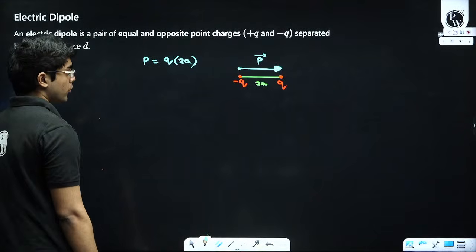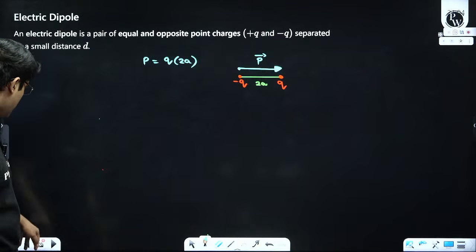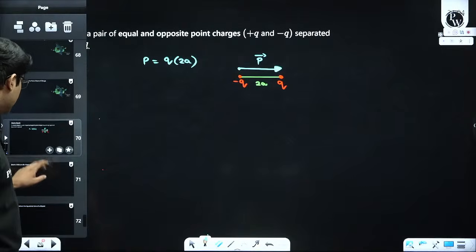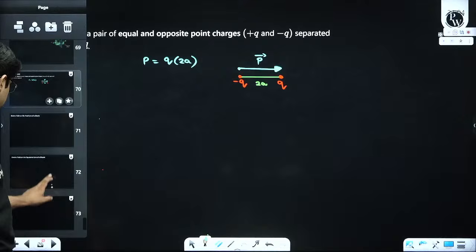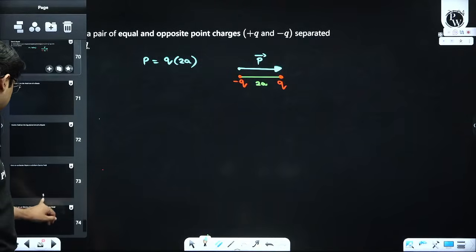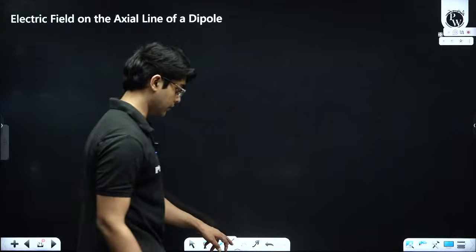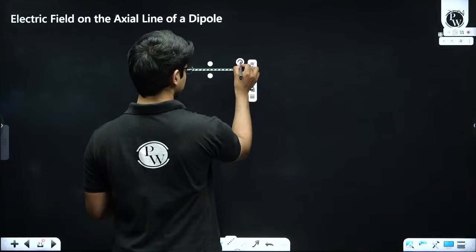Okay, Q into 2a. And so now we have some formulas to derive. First thing is the electric field on the axial line of the dipole. Okay, so a dipole is basically just that. It's a system of these two charges.